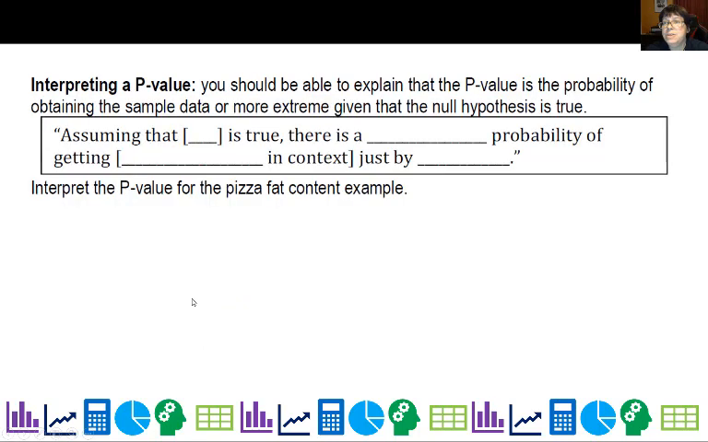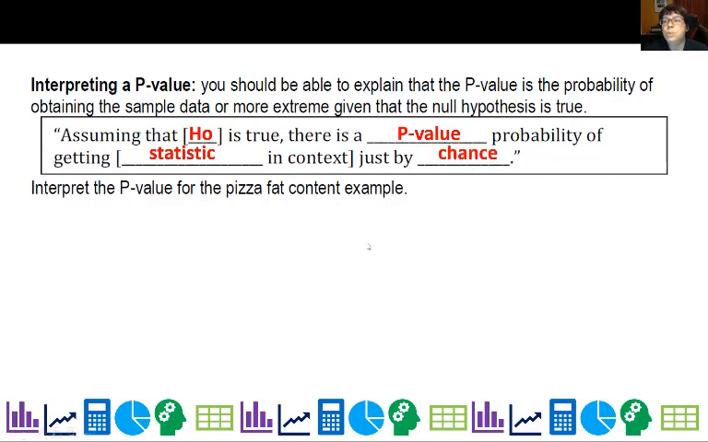Okay. So you might be asked to interpret a p-value, and we've talked about it before. It's basically a probability, given that the null is true. So you're assuming that H naught is true. There's a p-value probability of getting whatever statistic you got in context. And make sure you say it's either higher or lower or more extreme. And then, of course, just by chance.